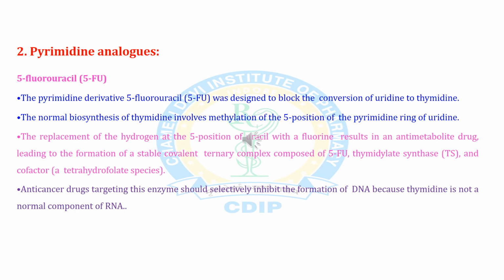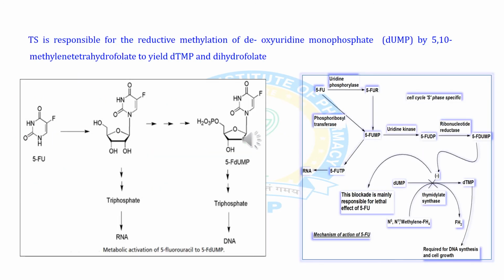An anticancer drug targeting this enzyme should selectively inhibit the formation of DNA because thymidine is not a normal component of RNA. So this TS is responsible for reductive methylation of deoxyuridine monophosphate by 5,10-methylene tetrahydrofolate to yield dTMP and dihydrofolate. We are inhibiting this folate because folate is the main nutrition component for these cancerous cells.